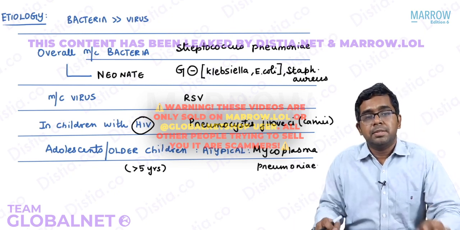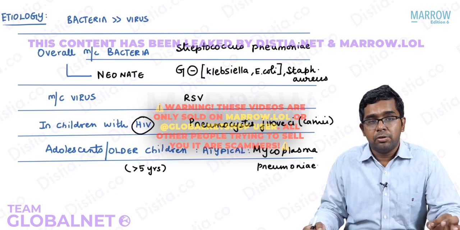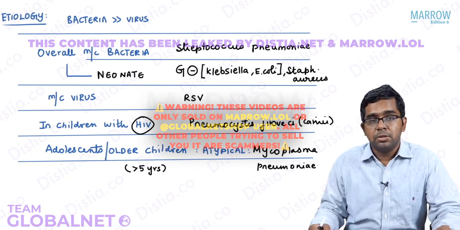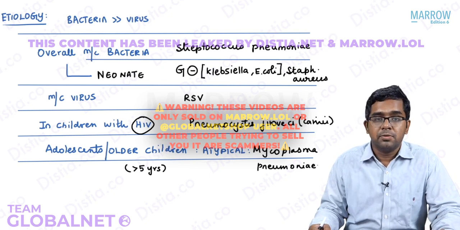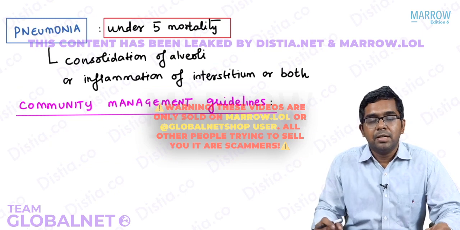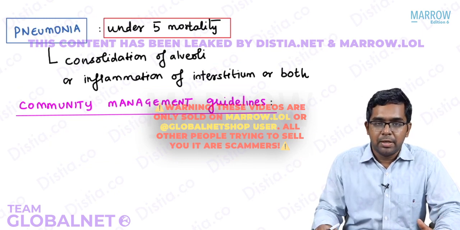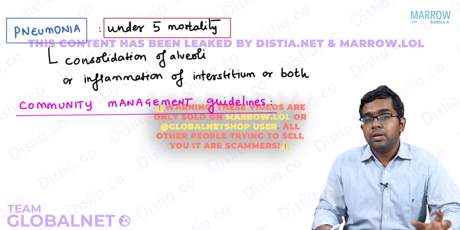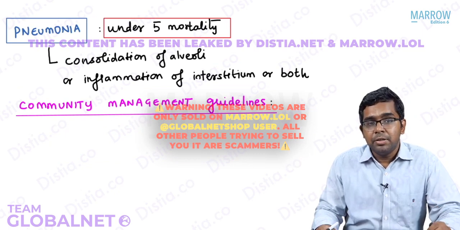Okay, so this table is an important table which tells you about the etiology of pneumonia at different settings. Please make sure that you know this because a lot of MCQs have been asked from this table. As I have said before, pneumonia is one of the important conditions causing under 5 mortality, making it an important public health problem.